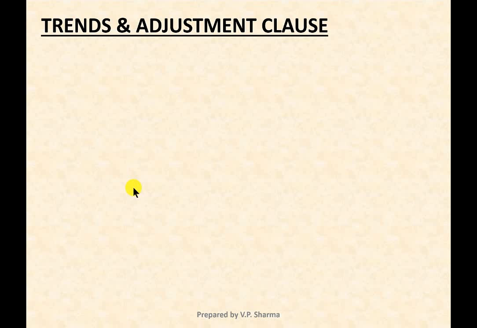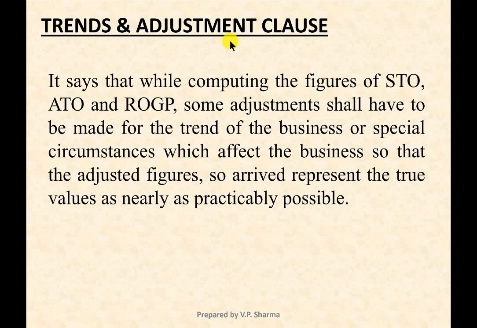Now this is the most important clause, the trends and adjustment clause for computation of loss. Let us see what it says. It says that while computing the figures of standard turnover, annual turnover and rate of gross profit, some adjustments shall have to be made for the trend of the business or special circumstances which affect the business, so that adjusted figures so arrived represent the true value as nearly as practicably possible.